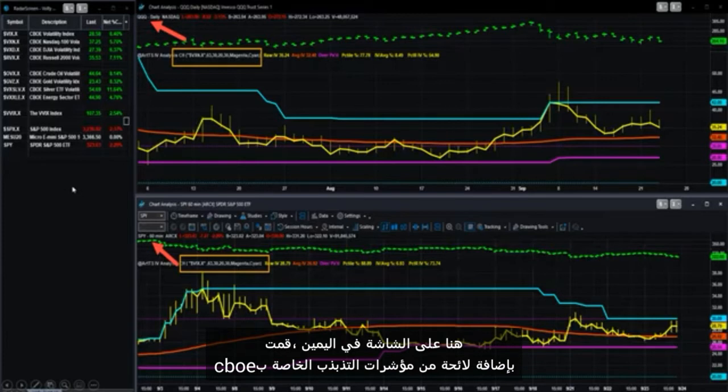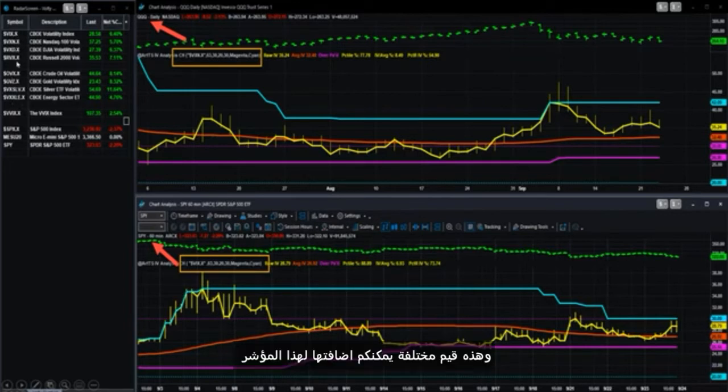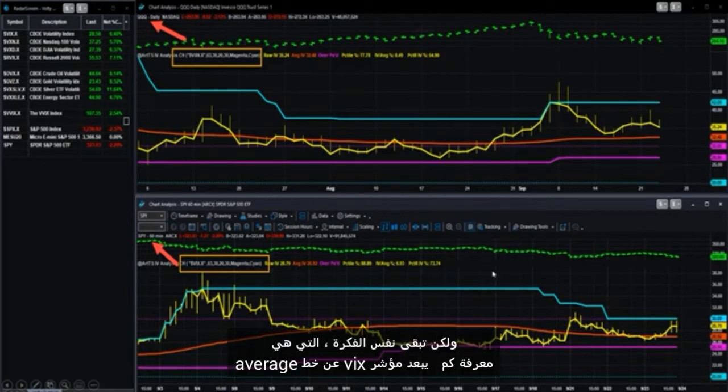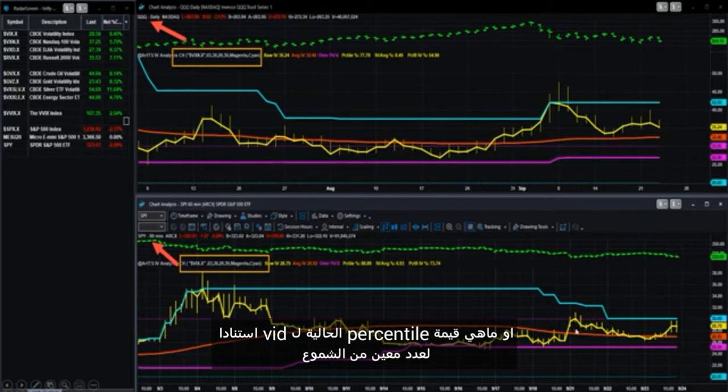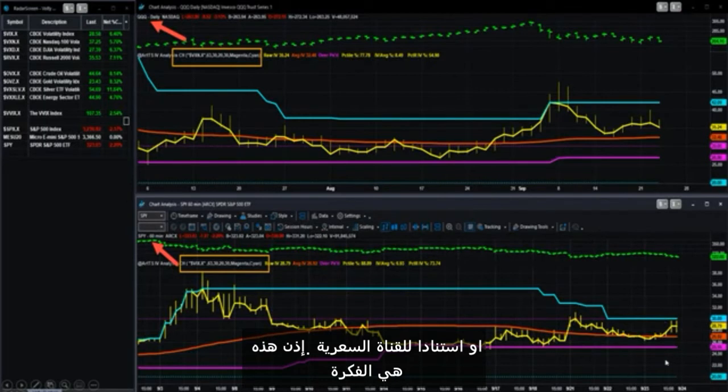So here in RadarScreen, I've given you the list of volatility indexes that come from the CBOE. And these are the different values that you can plug into this indicator, and you can change the underlying asset. But that's the idea. The idea here is how far has the VIX moved away from the average, or what is the percentile of VIX right now over some number of bars, or where is it within the price channel? So those are the concepts.